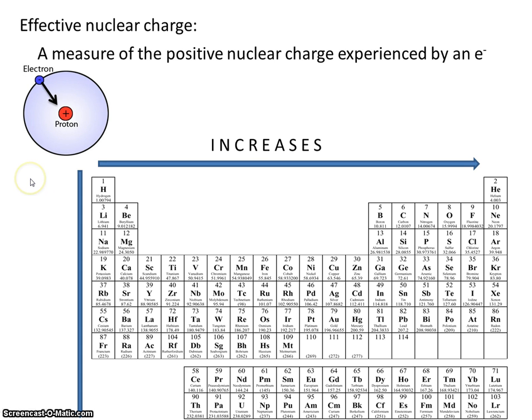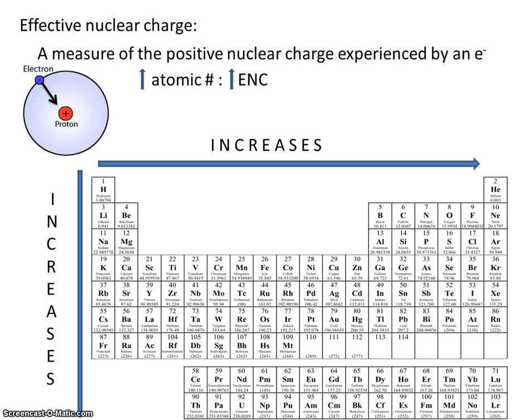What about as we go down a group? Well, hydrogen has 1 proton, lithium has 3, sodium has 11, potassium has 19, 37, 55, 87. So you can see that going down a group, nuclear charge also increases. So as a summary, the relationship between atomic number and effective nuclear charge is direct. As atomic number increases, effective nuclear charge increases.